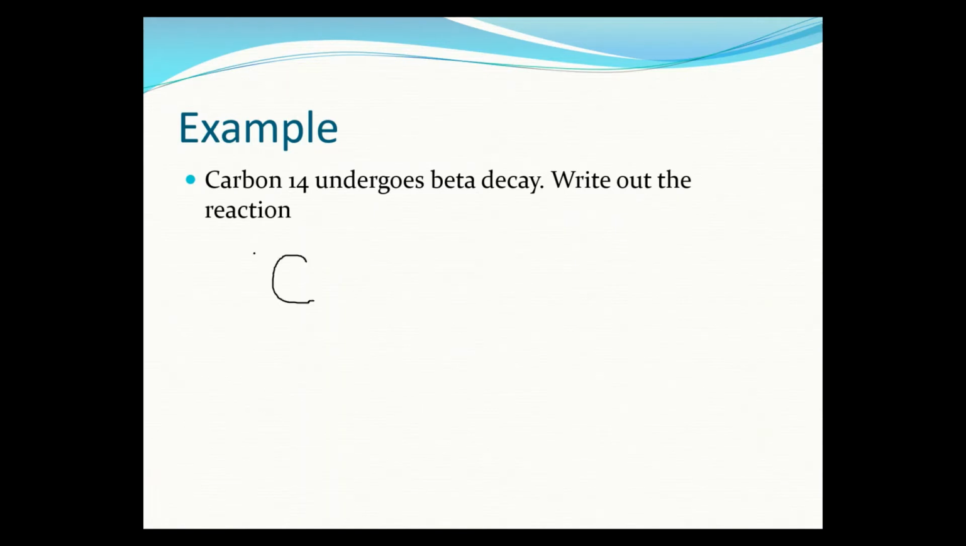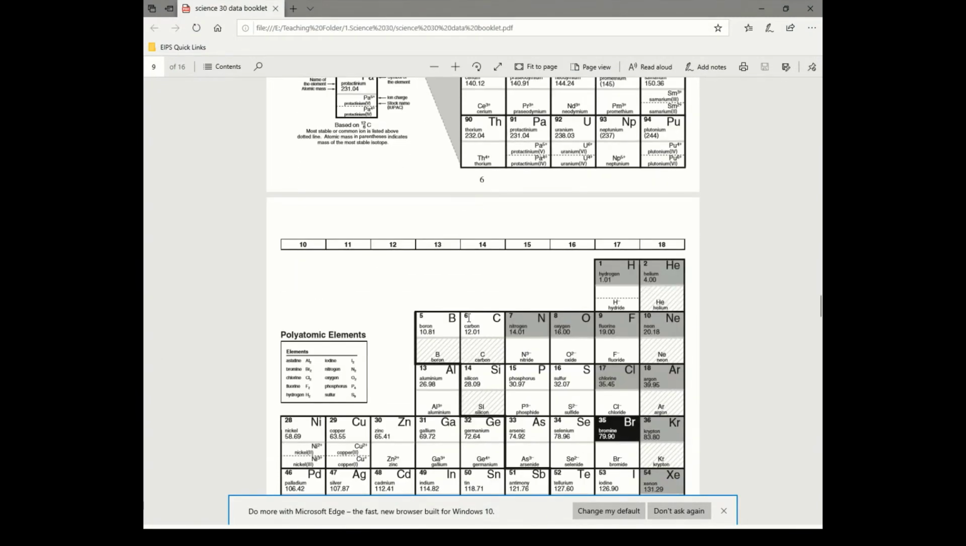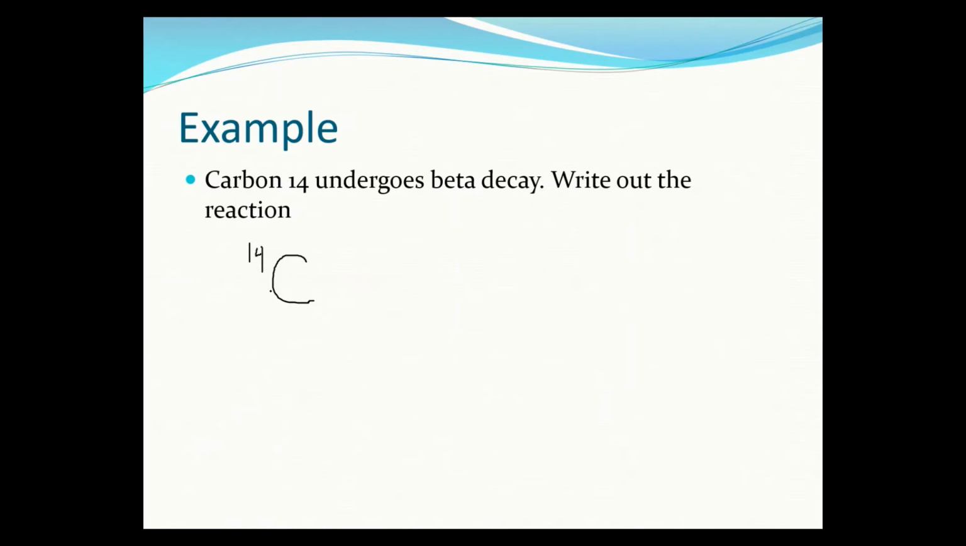Okay, so carbon-14 undergoes beta decay. So carbon-14, and then you have to look up how many protons are in carbon. Carbon's right here, which is number 6. So that's what it's going to be. So it emits a beta particle.